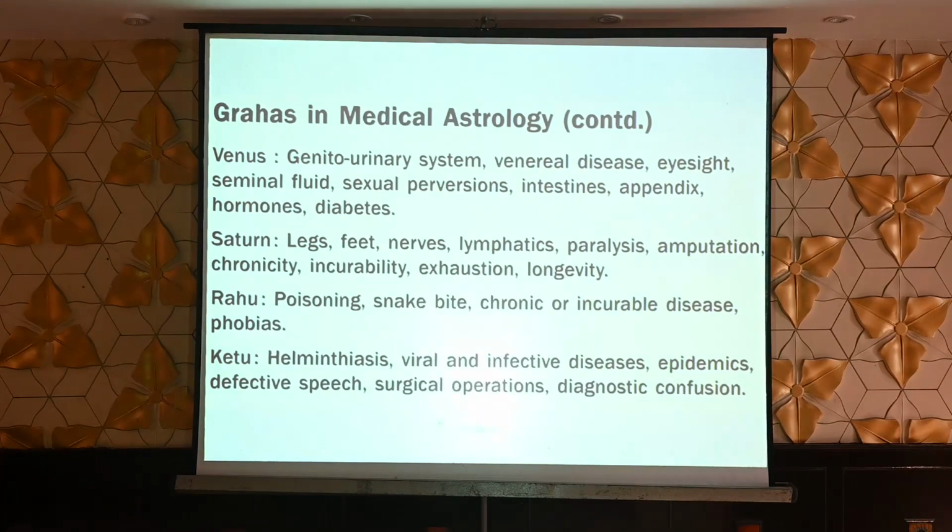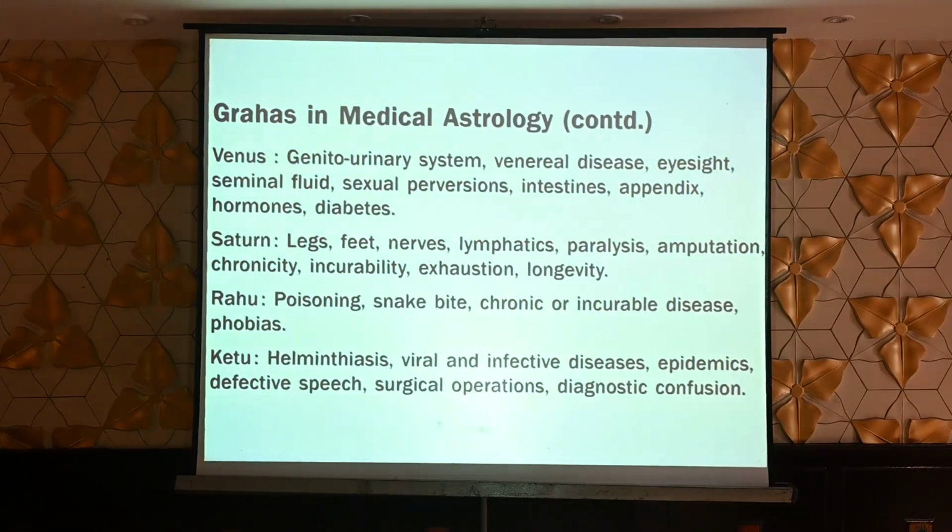Venus indicates the genitourinary system, venereal disease, eyesight, seminal fluid, sexual perversions, intestines, appendix, hormones, diabetes. Jupiter also indicates diabetes, Venus also indicates diabetes, because Jupiter is the karaka for foregut, Venus is the karaka for midgut, and pancreas, which secretes insulin, partly falls in the foregut area, partly falls in the midgut area.